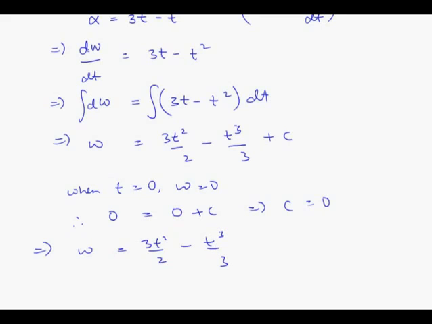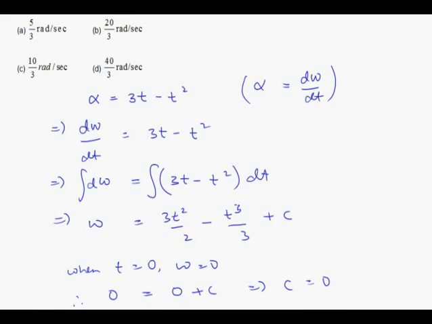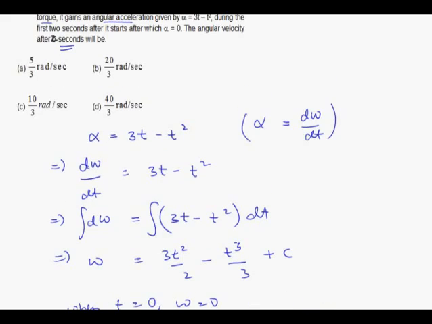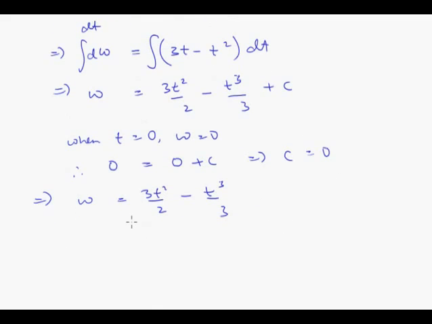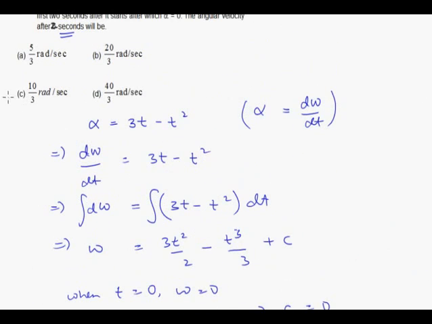Now we have to find out the angular velocity at the end of 2 seconds. So if we now put the value of t equal to 2 seconds in this, I can find out the value of omega. That means omega can be calculated as 3 times 4 by 2 minus 8 by 3. And this shall be equal to 6 minus 8 by 3, which is equal to 10 by 3 radians per second. So therefore the correct answer will be 10 by 3 radians per second, which is choice number C.